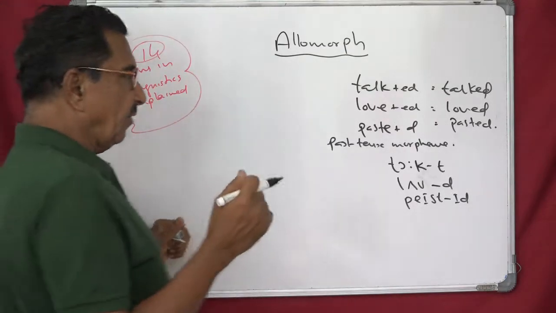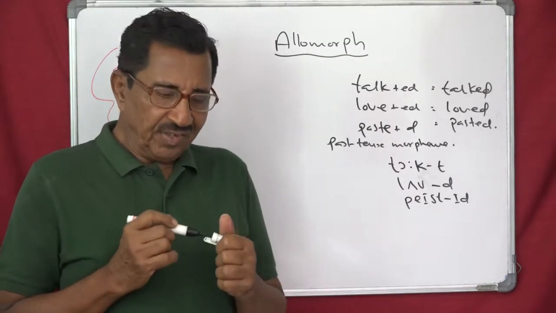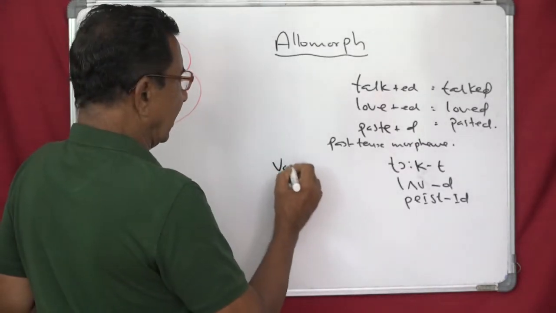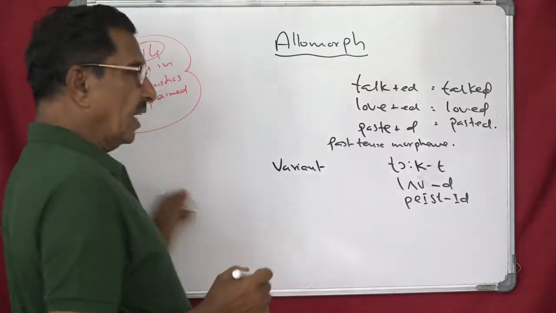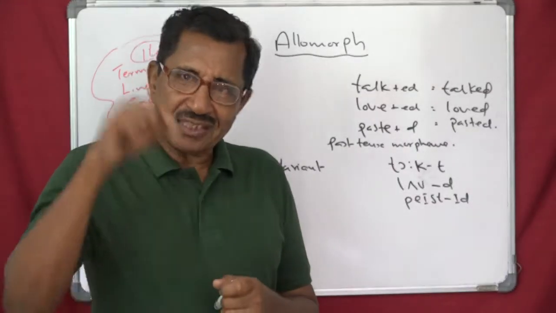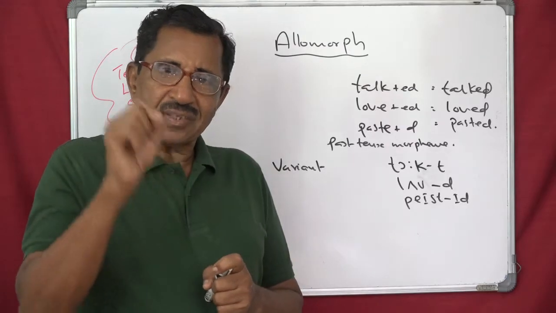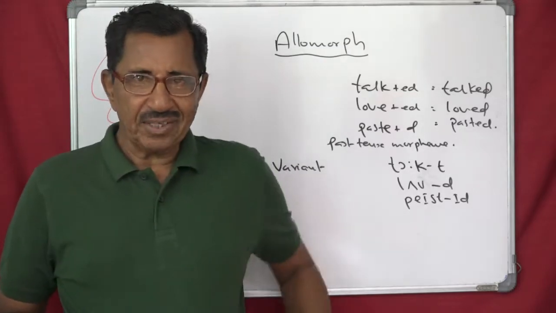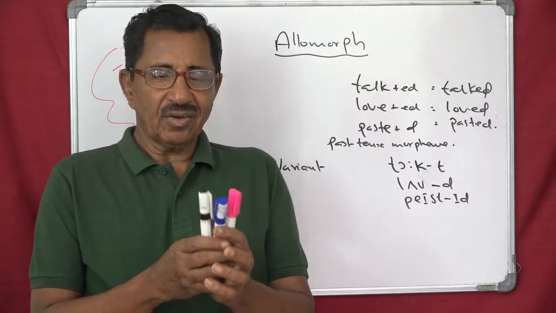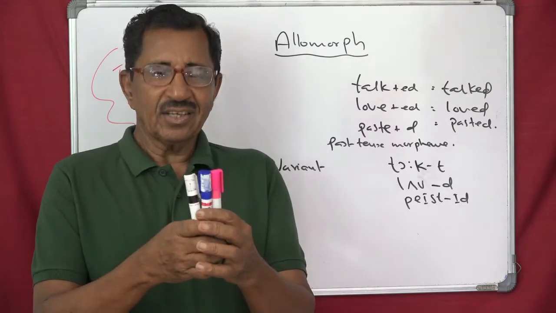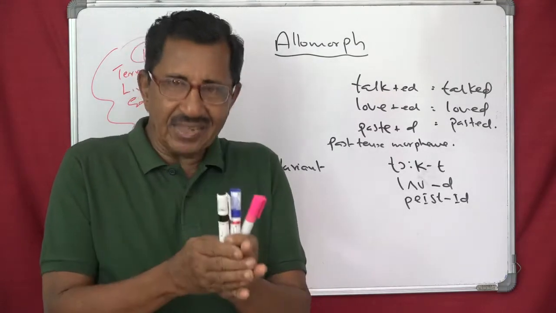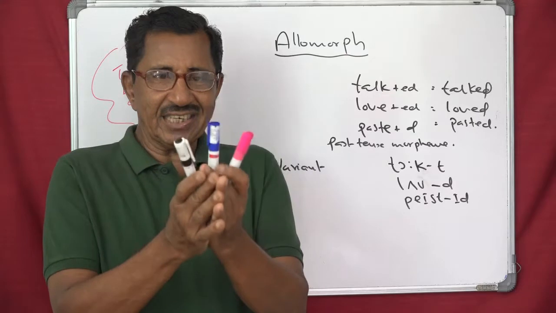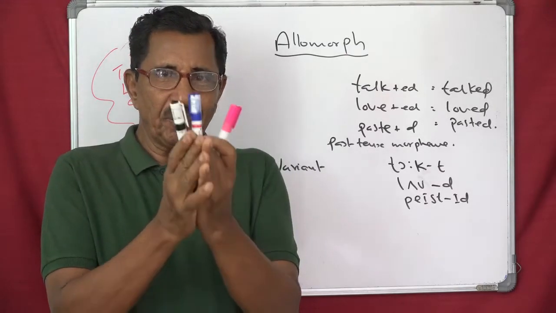So what is the definition of allomorph? Allomorph is a variant of a morpheme. This is the definition. Variant means a different form of the same thing. For example, I have got three pens with me, and you can see they have different colors. They are the same thing, they are pens, but they appear in three different colors. So you can say these are three variants of pens.